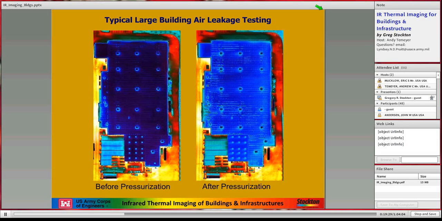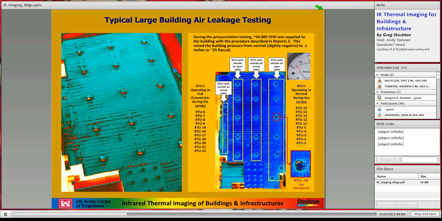A typical infrared image of a building where the air is leaking out, and it has a very specific pattern. Actually, if you notice the pattern in that little inset picture, kind of wavy pattern, that is air blowing out. So we have an infrared image here of before a pressurization and after a pressurization.